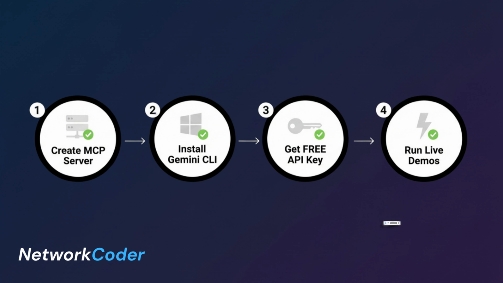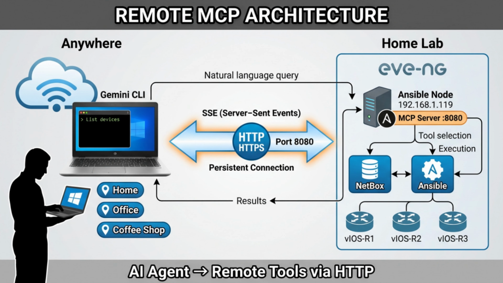So let's dive in. Great, let me show you what resources we need for this demo. Here in the architecture, we have the Linux node loaded with Ansible. This is where the MCP server runs, listening on port 8080. Then we'll use Gemini CLI on my Windows laptop. This could be anywhere for you, at home, at work, at a coffee shop, doesn't matter. They connect over SSE, server-sent events, which is a standard HTTP protocol that maintains a persistent connection between the client and the server.